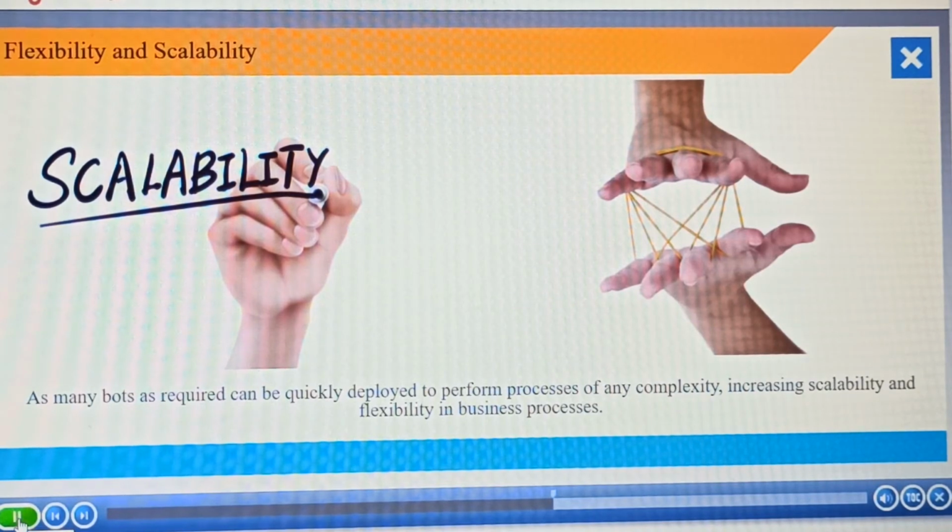Flexibility and scalability. Once a process has been defined as a series of instructions that a software bot can execute, it can be scheduled for a particular time. Thus, as many bots as required can be quickly deployed to perform it. Equally, bots can be quickly reassigned when other more important processes arise.